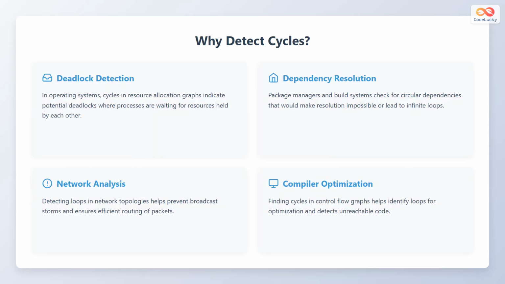Why is cycle detection important? Cycle detection is crucial in several real-world applications. It helps in deadlock detection in operating systems, where cycles in resource allocation graphs indicate potential deadlocks. It aids in dependency resolution in package managers and build systems, which checks for circular dependencies. Cycle detection also facilitates network analysis by detecting loops in network topologies. Finally, it assists in compiler optimization by finding cycles in control flow graphs to identify loops for optimization.